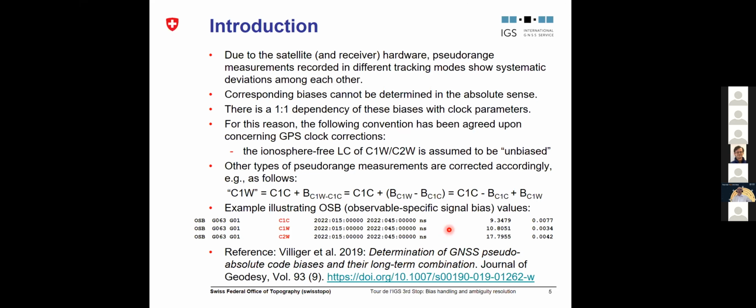The important thing is that these values come from clock analysis and ionosphere analysis combined. So you could also form C1W minus C1W, or you could also verify that the ionosphere-free linear combination of C1W and C2W would give this 0, conforming to the mentioned assumption.